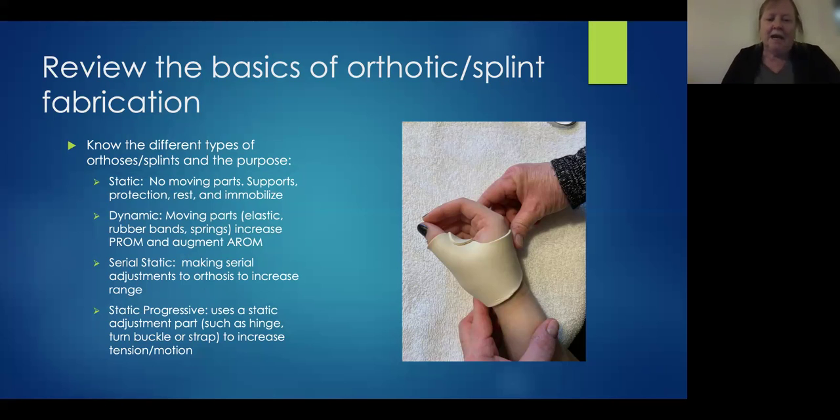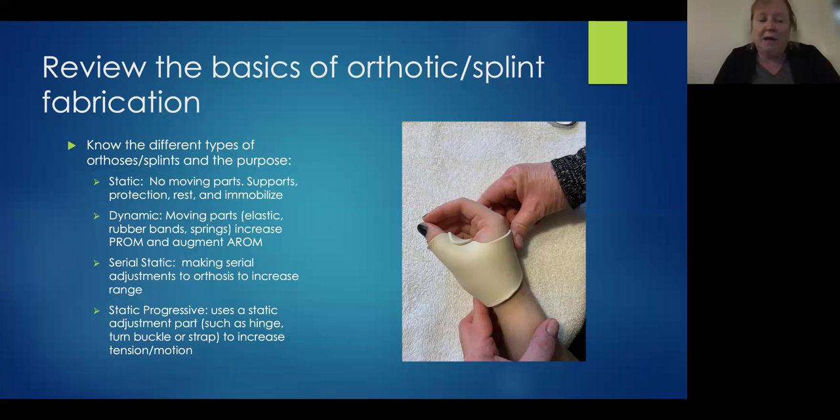Now, the second type listed there is a dynamic orthosis. This is an orthosis that has moving parts. It might be elastic bands, rubber bands, or springs. When I think of a dynamic orthosis, I would use it for someone that I wanted to increase their passive range of motion, or to augment active range of motion.